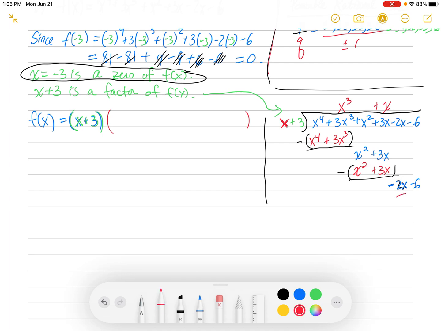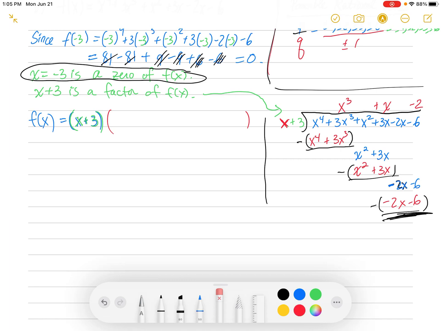Now I ask the question, what times that red x out front would give minus 2x here? Minus 2, so I'm going to put a minus 2 up top, and that has to stay in the constant column. So I'm going to take negative 2 times x to get negative 2x. I'm going to take negative 2 times 3, and I'm going to get negative 6. I'm going to subtract the negative 2x minus 6 in blue minus the negative 2x minus 6 in red, and that completely cancels out, and we have a remainder of 0 there.